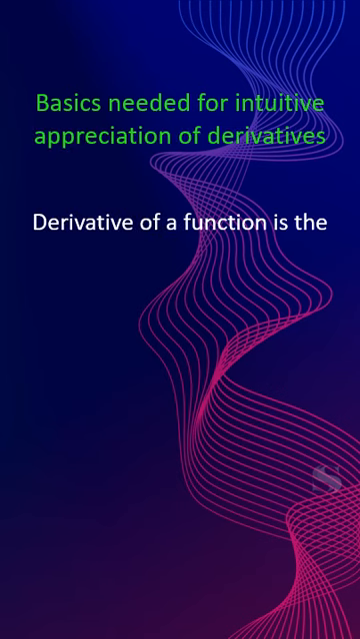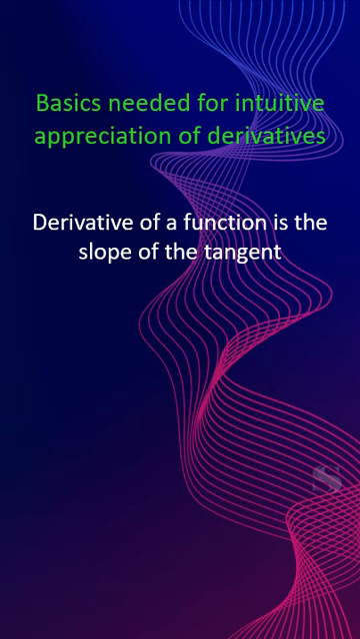First, the derivative of a function at a point is the slope of the tangent at that point, slope being the rate of change of the values of the function. Second, talking of a tangent at a point implies we are talking about tangents to the graph or the curve of the function.